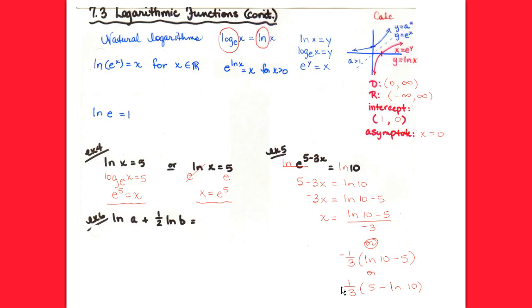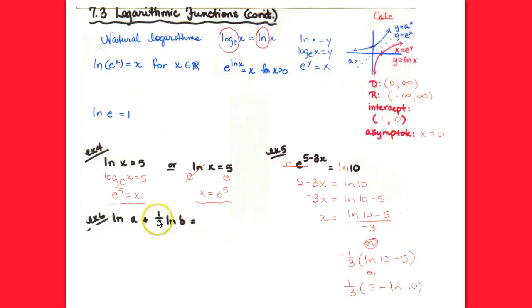All right, for example number 6, they don't ask me to solve. It says express ln a plus 1/2 ln b as a single logarithm. Express ln a plus 1/2 ln b as a single logarithm. So we're using those same properties of logarithms that we saw earlier in the lesson, and we're just applying the natural log to them. All right?